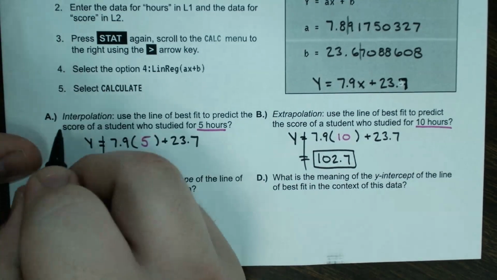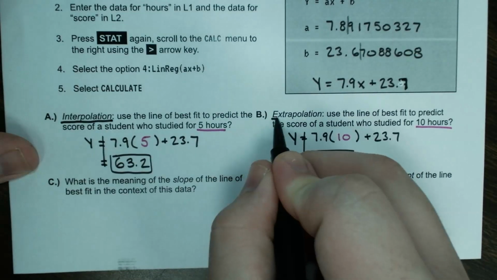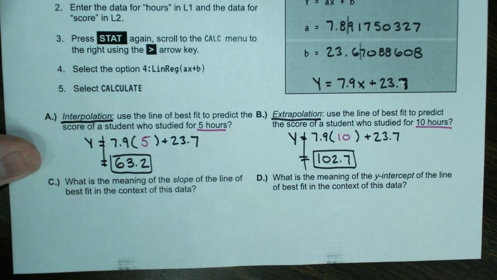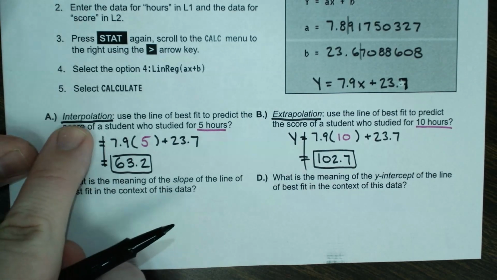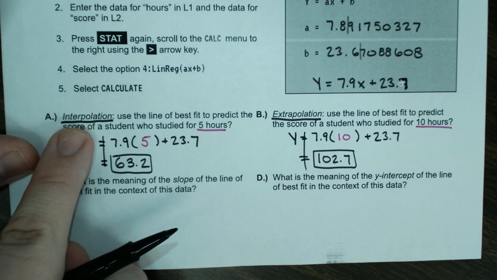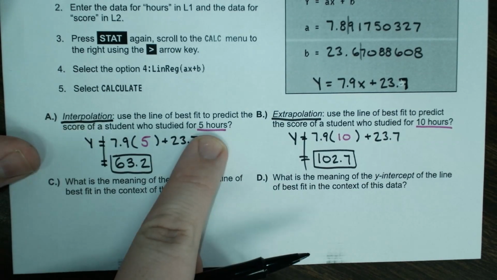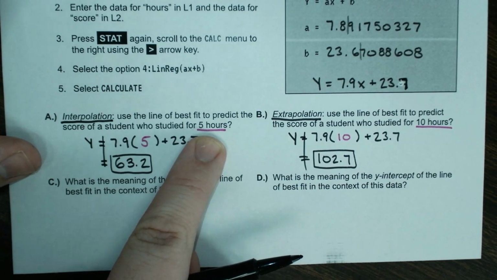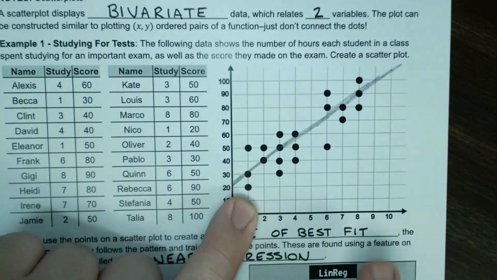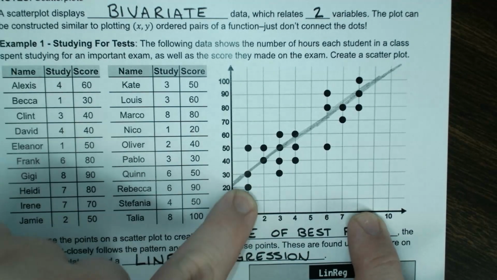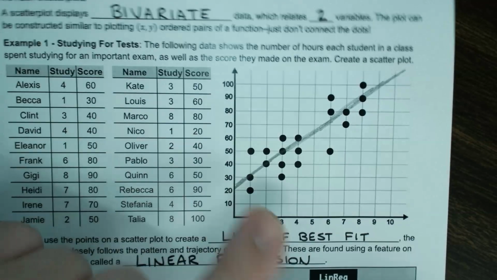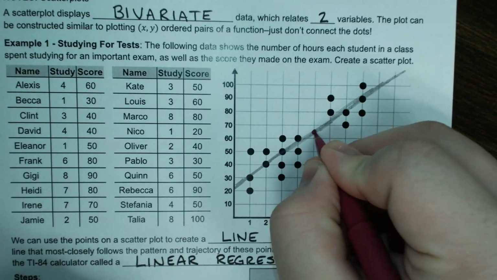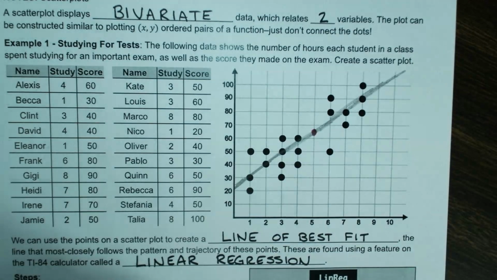These two words, interpolation and extrapolation, just refer to what type of prediction you're making. Interpolation refers to values that are inside the range of your data. We didn't actually have anybody who studied for exactly 5 hours, but we did have people who had studied for 4 and 6. And so 5 is considered inside our data. Our data goes all the way from 1 hour up to 8 hours. And so this 63.2, which I can plot on the line right about here, sort of feels good.